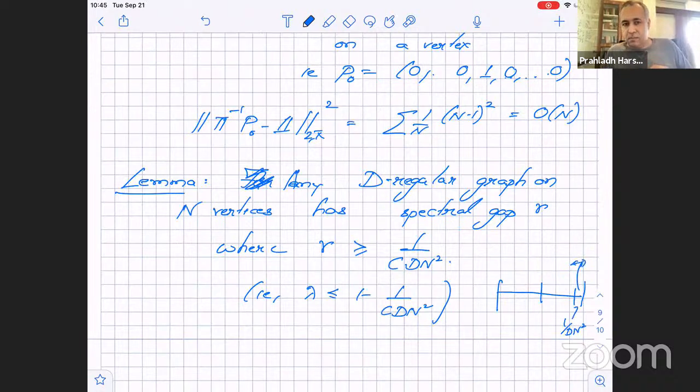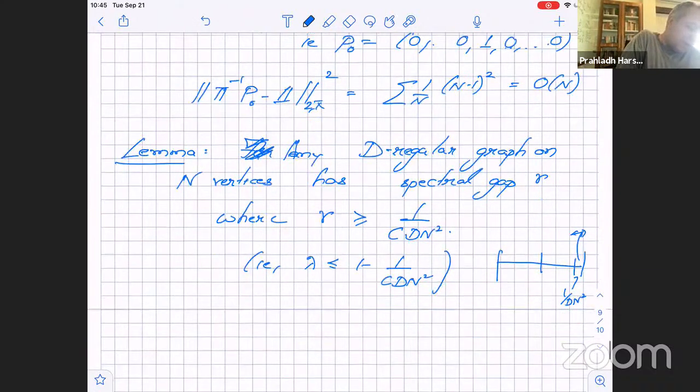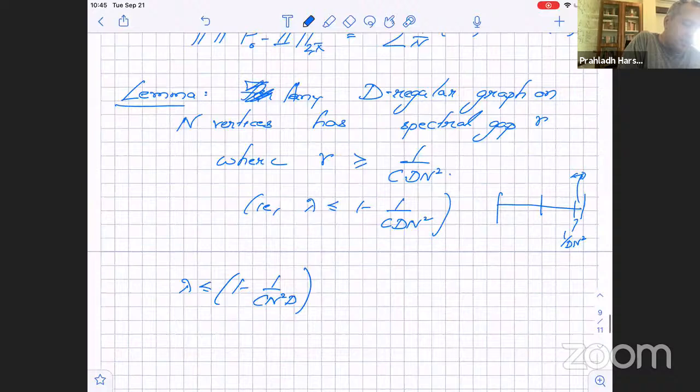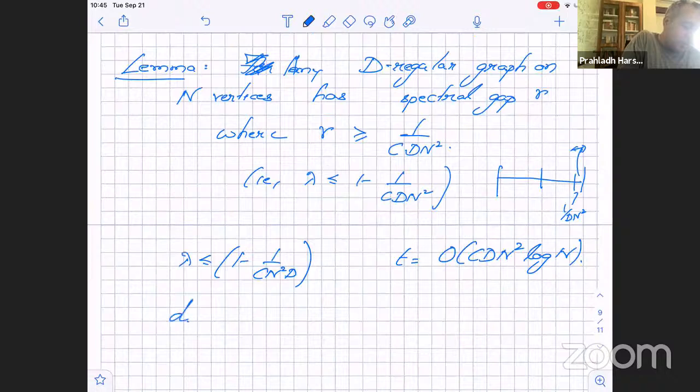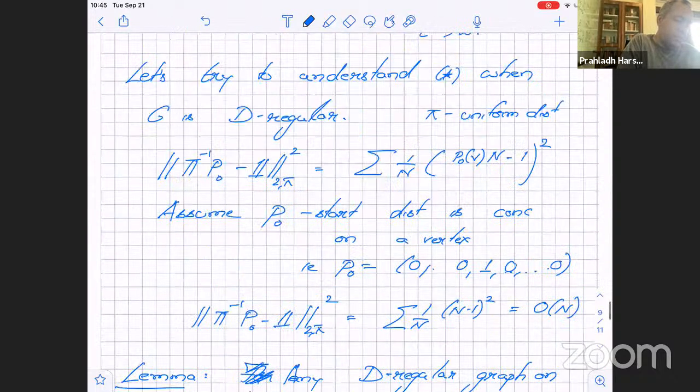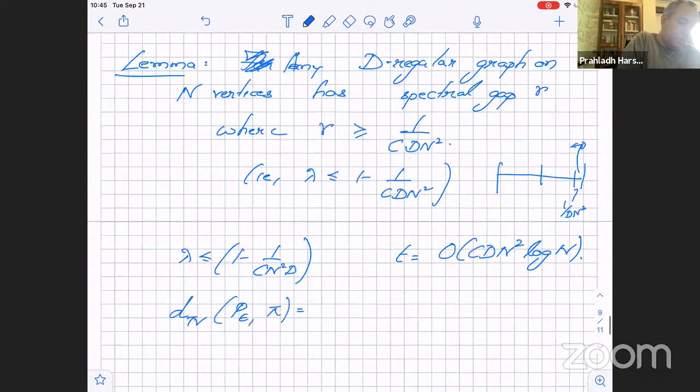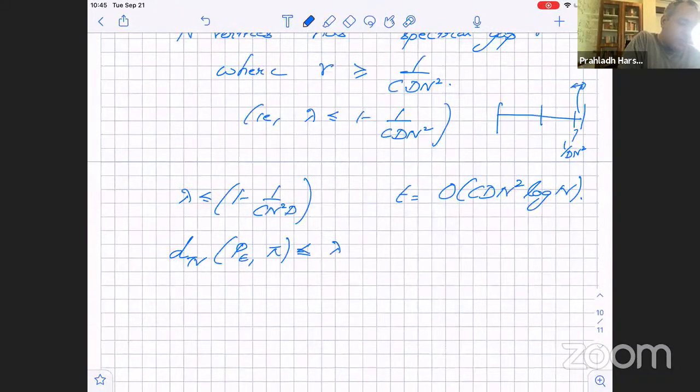Is all I'm claiming. Therefore, that means lambda is less than or equal to 1 minus 1 over cd n squared. So if you take t to be something like order cd n squared times log n, then the total variation distance between p_t and the stationary distribution, if you look at this quantity, we saw was less than lambda to the t by 2 times this, which was some order n.